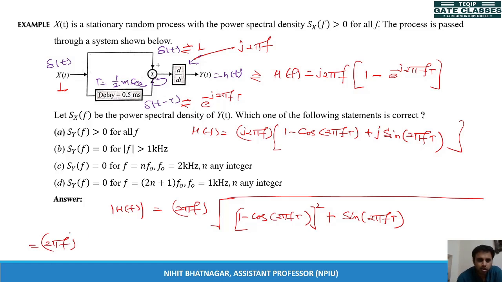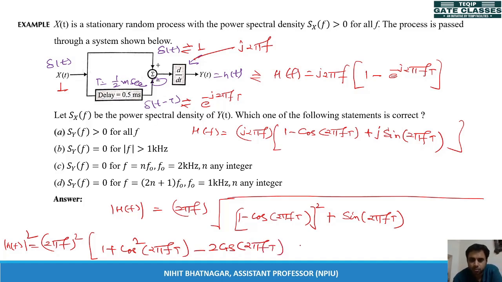and whole square, and I am taking as h of whole square. So it becomes again 1 plus cos square 2 pi f t and minus 2 cos 2 pi t, then plus sin square 2 pi. Okay.